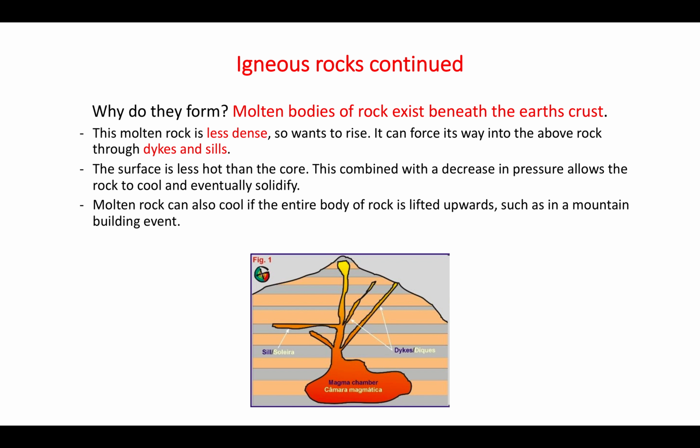Sills kind of go along the bedding, so they're classified as concordant, and dikes force their way up through without any real regard for any structures, so they're classified as discordant. Now, the surface is a lot less hot than the core, so this combined with a decrease in pressure allows the rock to cool and eventually solidify. Molten rock can also cool if the entire body is lifted upwards, such as in a mountain building event.